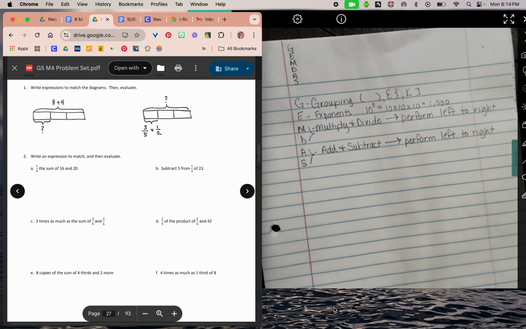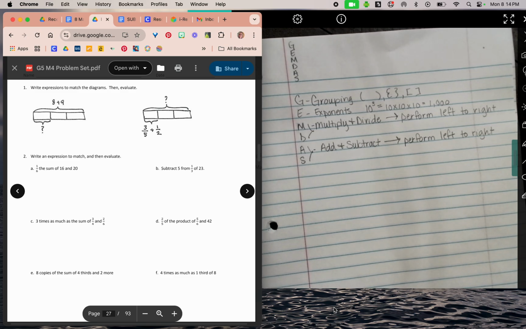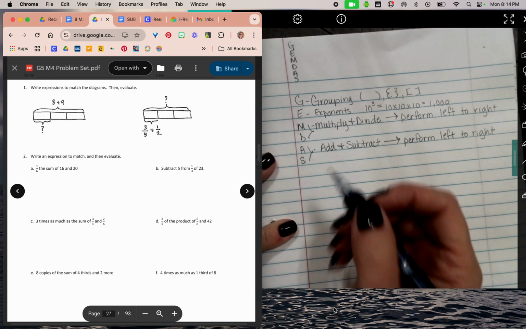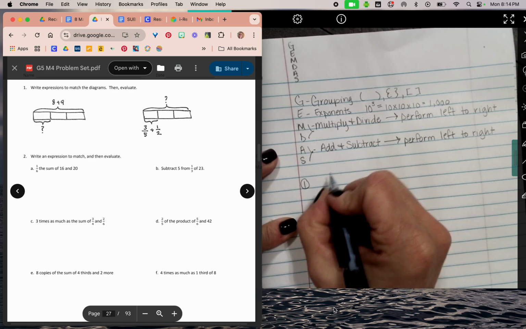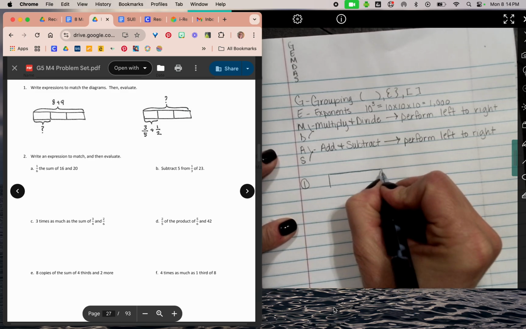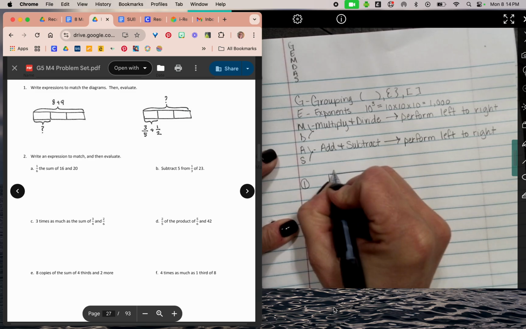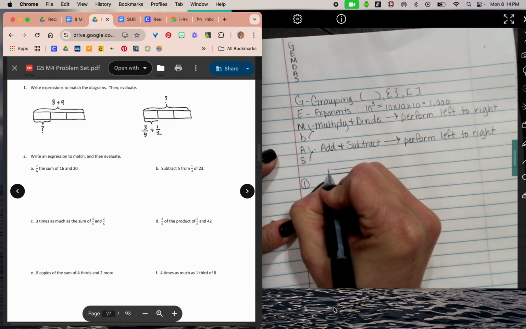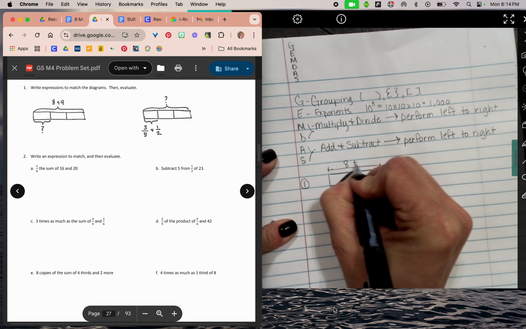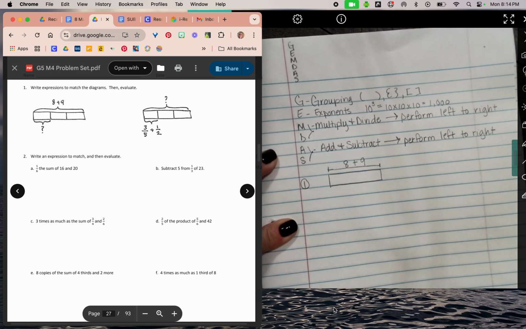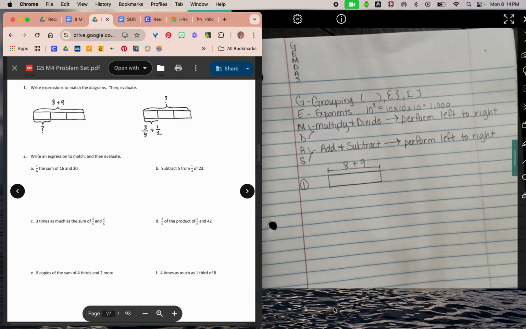Okay. All right. So when we look at problem number 1, we can see that we have a tape diagram, and it's asking us to write expressions to match the diagrams and then evaluate. So problem number 1, I have a tape diagram. I know that this tape diagram has the value of 8 plus 9. I'm going to keep those numbers there because they want me to write an expression. And so when I write my expression, I'm going to use the original numbers that they provided me with.